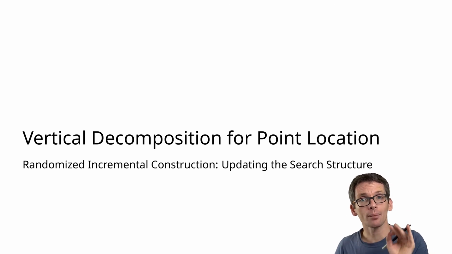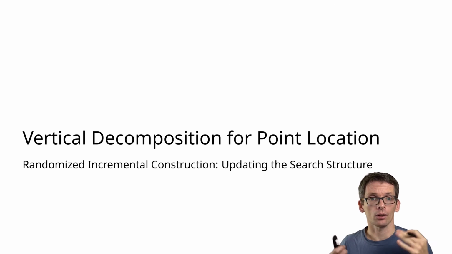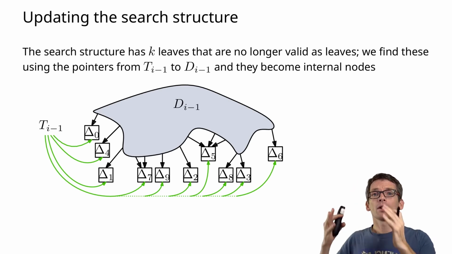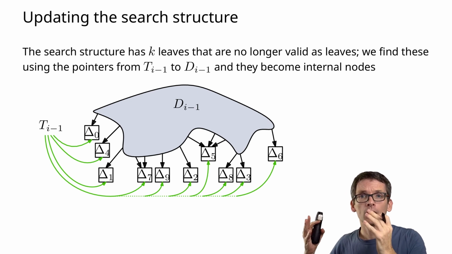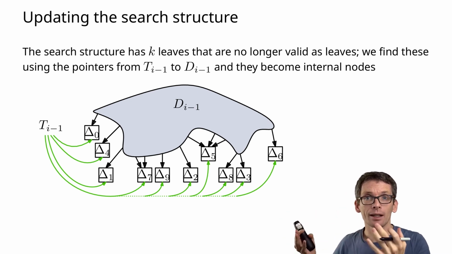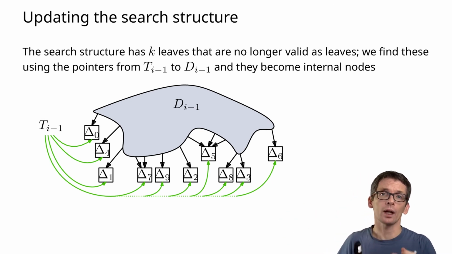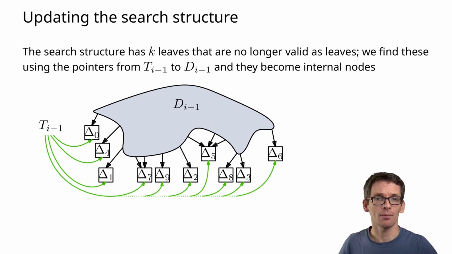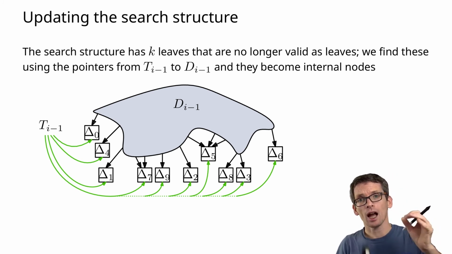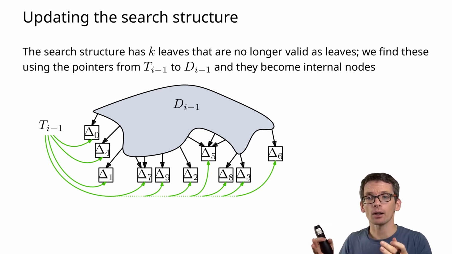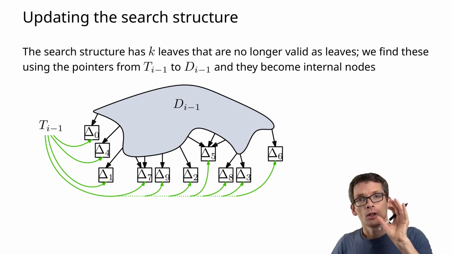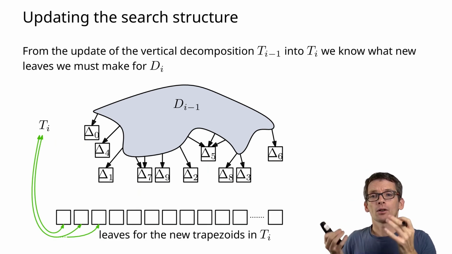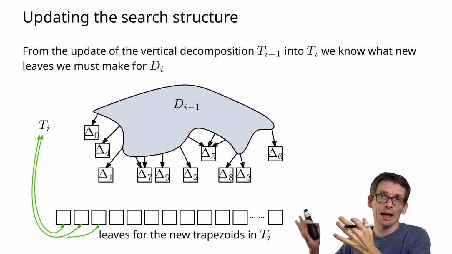Now we need to update the search structure. So our situation is the following. We have the vertical decomposition of the first i-1 segments, Ti-1. We have the search structure for the first i-1 segments, Di-1. And now the question is, how do we go from Di-1 to Di? So we know how to update the vertical decomposition as such. So we know how to go from Ti-1 to Ti.